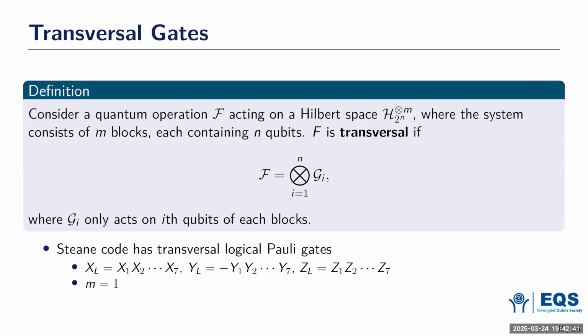And there is a good class of logical gates named transversal gates. Consider the case that each logical block has n physical qubits, and there are m logical blocks. The operation F is called transversal if F is a product of Gi, and Gi only acts on the ith qubits of each block. For example, the Steane code has transversal logical Pauli gates. Since Pauli gates are single qubit gates, we can let m be equal to 1. For example, the logical X operator is a product of Xi, and Gi is Xi in this case. And note that transversal gates do not have multi-qubit gates within a logical block.